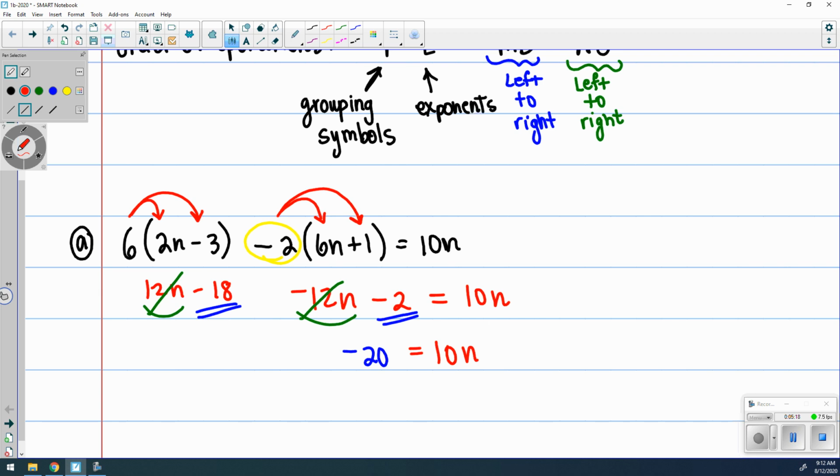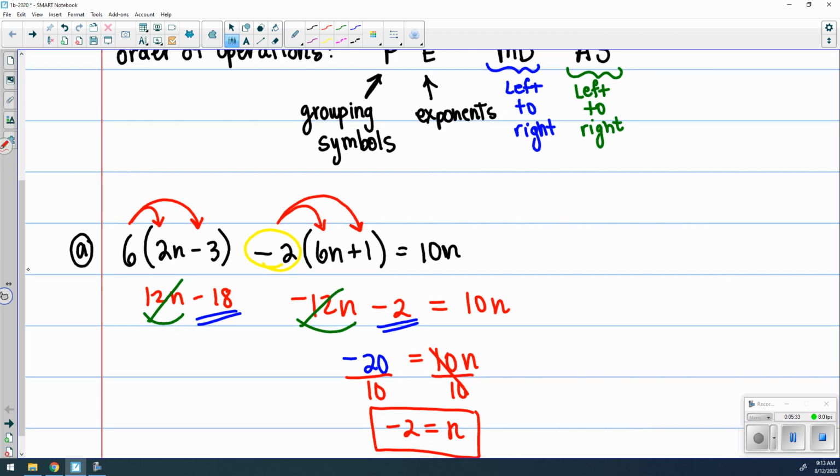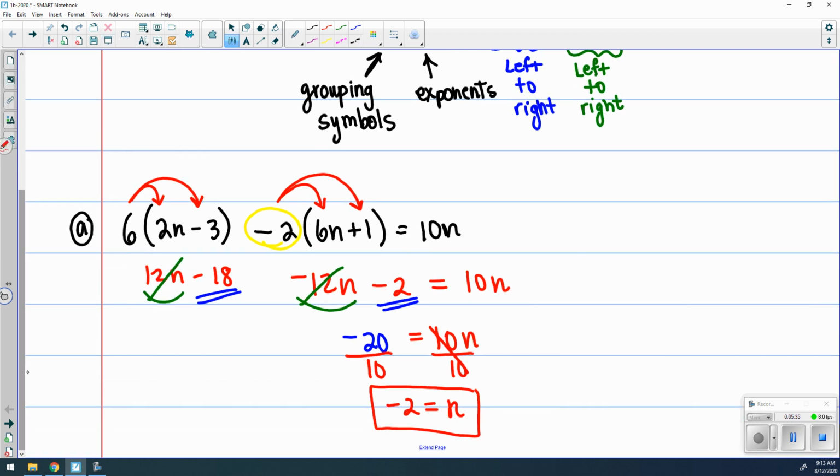My last step, well, what's the opposite of multiplying by 10? That will be dividing by 10. So I'll use an inverse operation, and I'm down to n is equal to negative 2. So what's my solution? n equals negative 2. No need to rewrite that with the n first. I can read it like that.